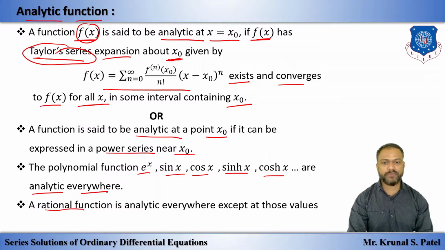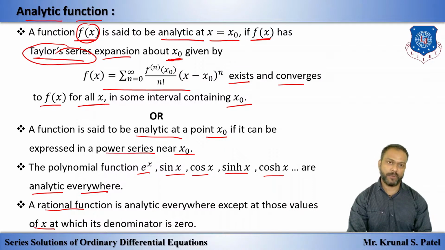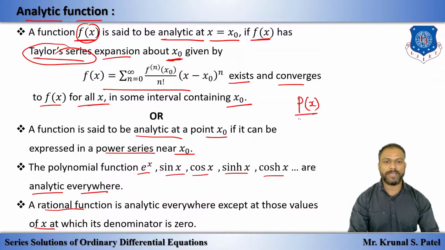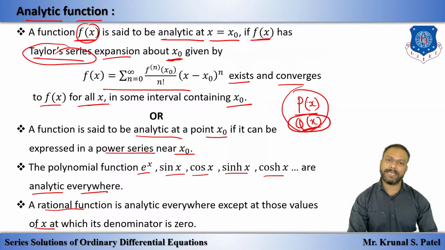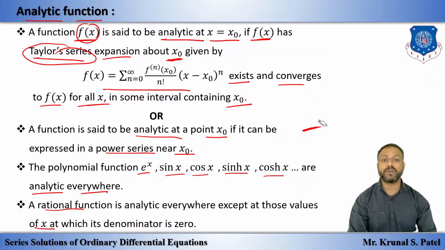Similarly, a rational function is analytic everywhere except at those values of x at which the denominator is 0. Okay, the values of x where the denominator becomes 0 for this type of rational function p of x by q of x. So if for a value of x this becomes 0, at that point this function is not analytic. At every other point this rational function is analytic. Okay, so this is the definition of analytic function.